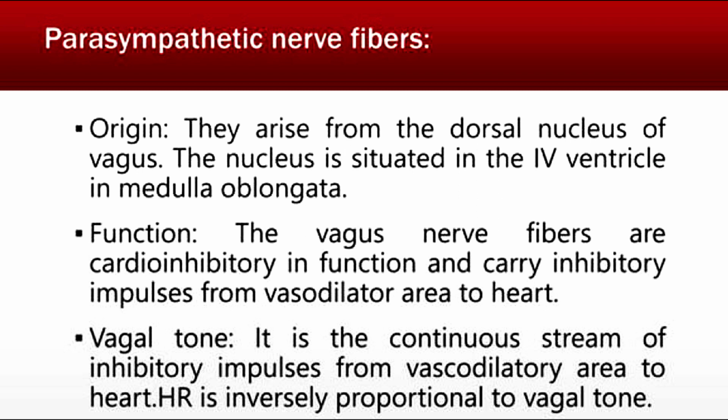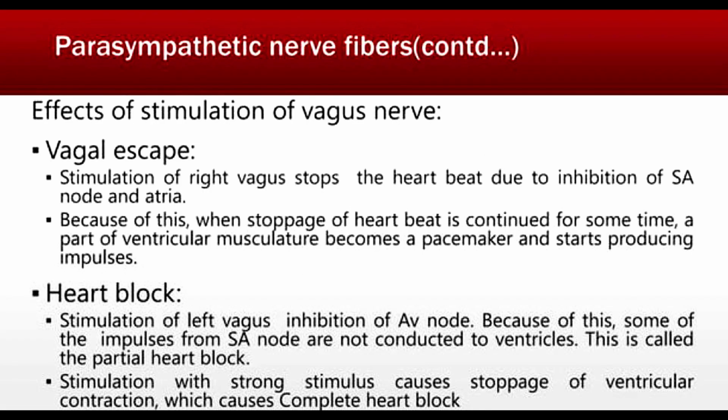The parasympathetic nerve fibers arise from the dorsal nucleus of the vagus. The nucleus is situated in the floor of the fourth ventricle in the medulla oblongata. The vagus nerve fibers are inhibitory in function and they carry inhibitory impulses from the vasodilator area to the heart. So stimulation of the vagus nerve stops the heartbeat due to the inhibition of the SA node.